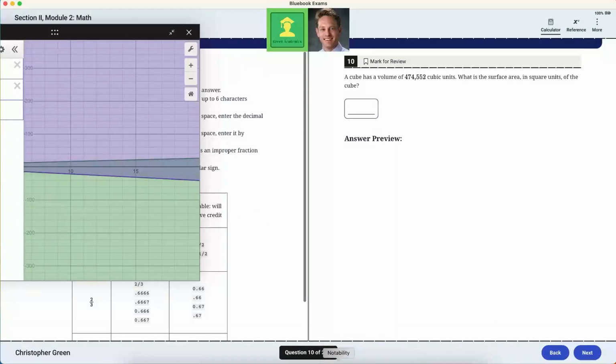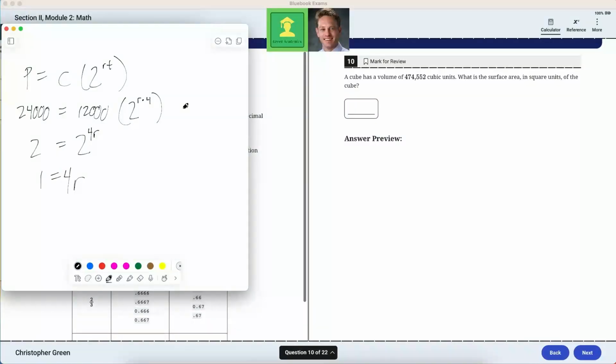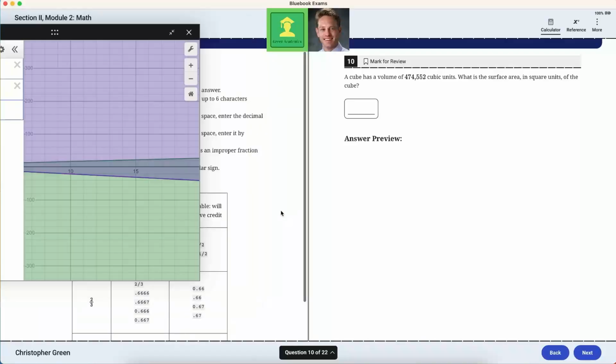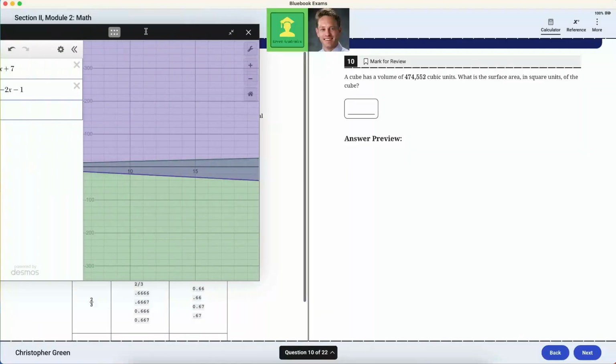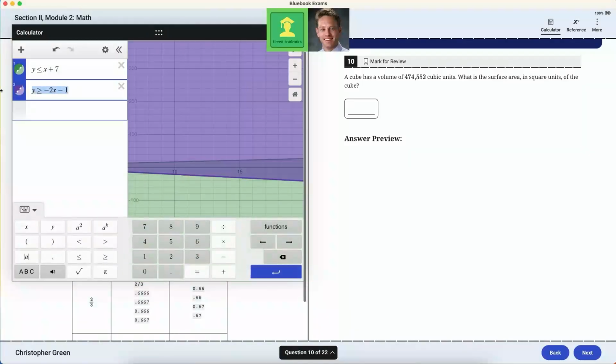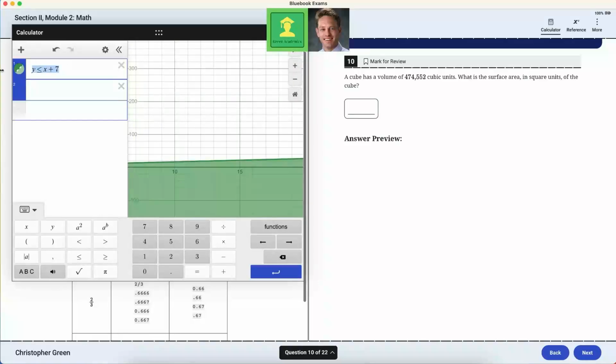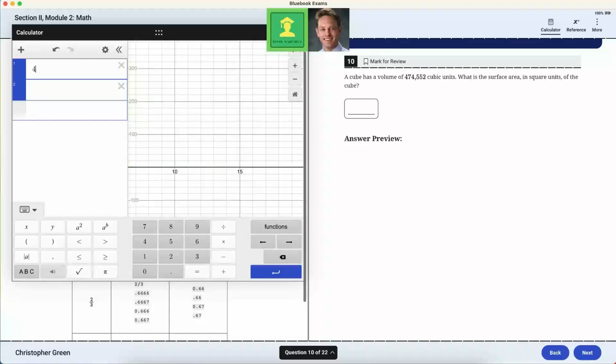A cube has that volume. What is the surface area in square units of a cube? So to go from the volume of a cube back to the edge length of the cube, it's simply the cube root. In fact, that's where the word cube root effectively comes from, right? 474,552 cube root, which I think it's helpful to write as to the 1/3 power, is 78.